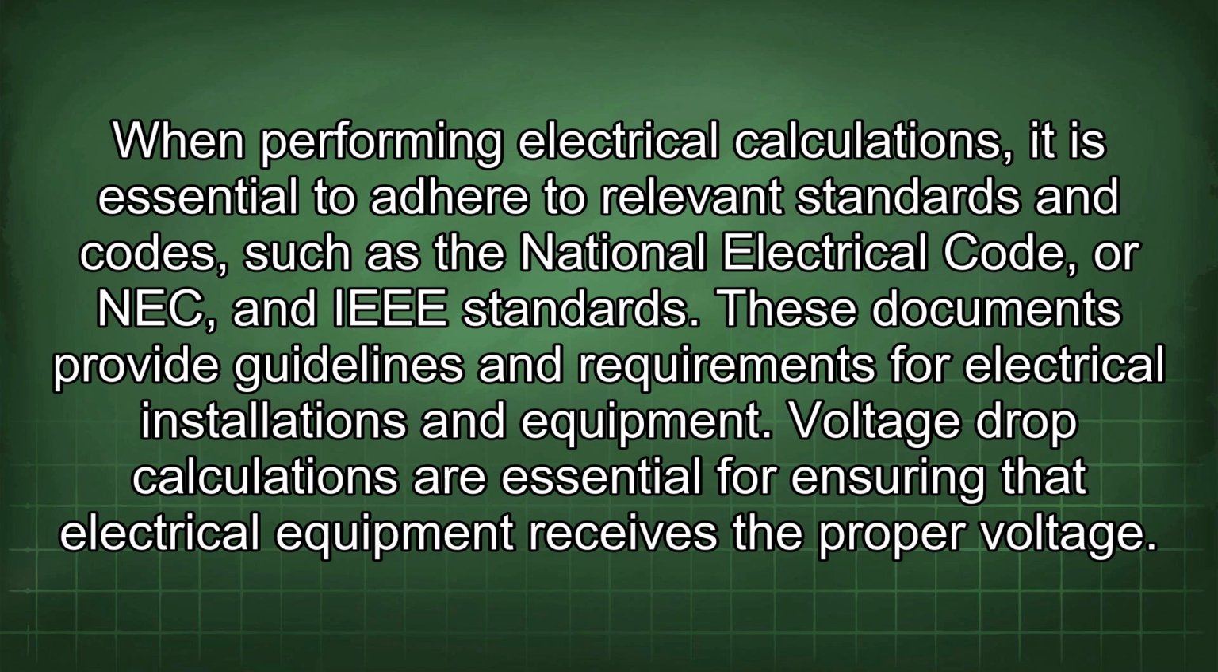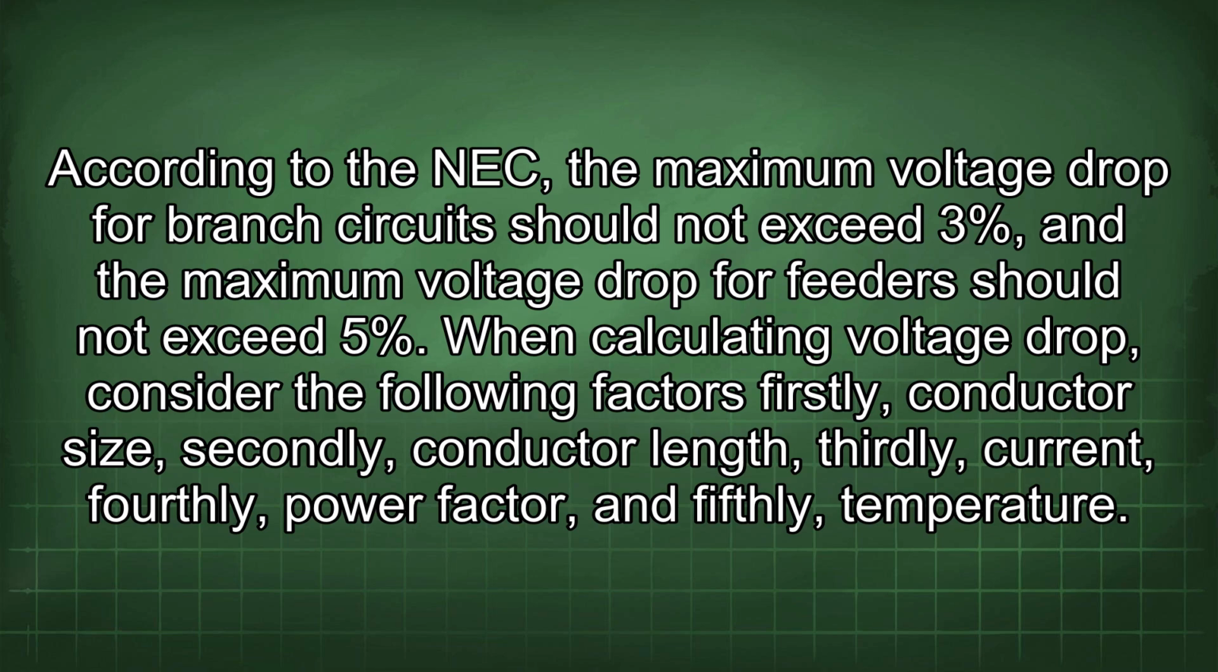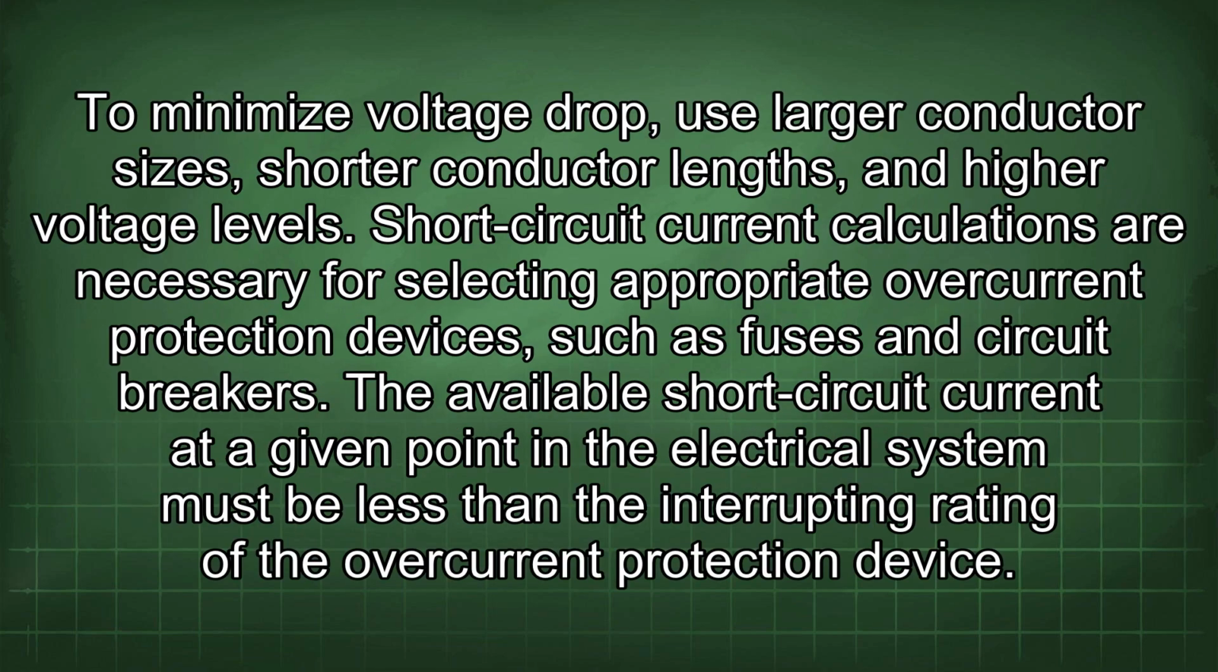Voltage drop calculations are essential for ensuring that electrical equipment receives the proper voltage. According to the NEC, the maximum voltage drop for branch circuits should not exceed 3%, and the maximum voltage drop for feeders should not exceed 5%. When calculating voltage drop, consider the following factors: firstly, conductor size; secondly, conductor length; thirdly, current; fourthly, power factor; and fifthly, temperature. To minimize voltage drop, use larger conductor sizes, shorter conductor lengths, and higher voltage levels.